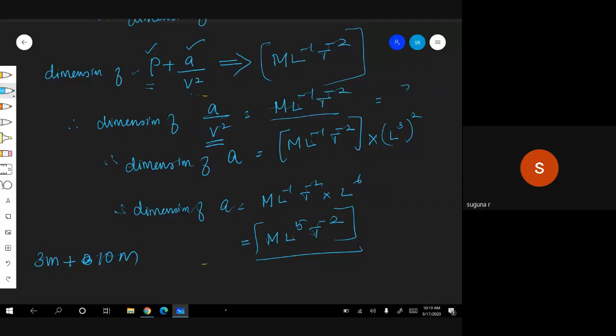Therefore, the dimension of pressure is M L power minus 1 T power minus 2. The dimension of A by V squared should be equal to the dimension of pressure. Now, but I want the dimension of A only. The pressure dimension is already there. Cross multiplying, V squared goes to the other side. V is nothing but volume. Volume is L cube. Therefore, V squared dimension is L power 6.